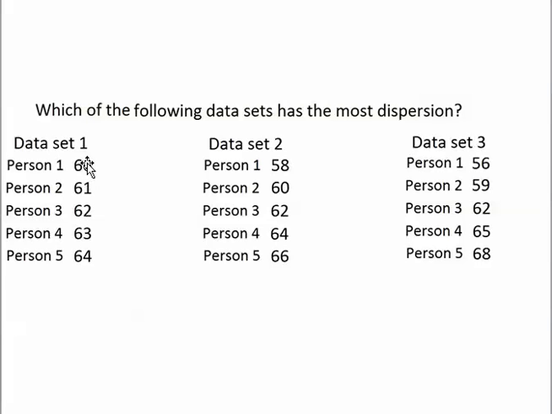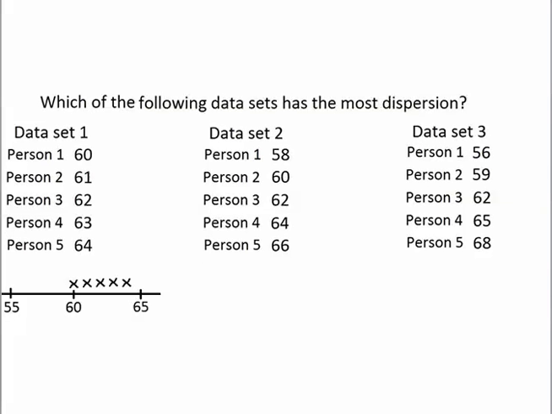Each of these 3 data sets are 5 values that have been recorded from 5 people. And these numbers can be whatever you want them to be. For example, they could be the heights of 5 people, because these are really just 5 numbers that I made up, but we could maybe imagine that these are the heights of 5 people, these are the heights of 5 people, and these are the heights of another 5 people in inches.